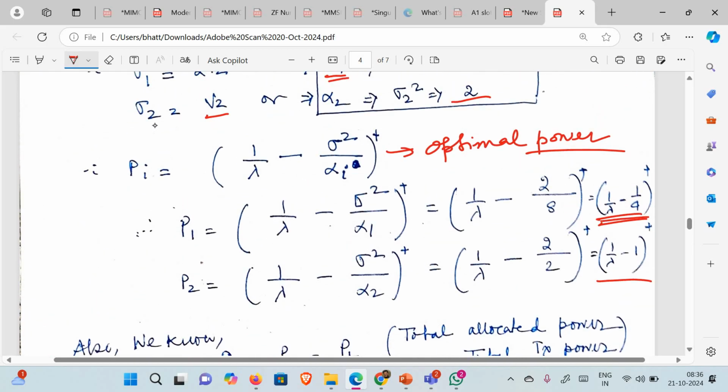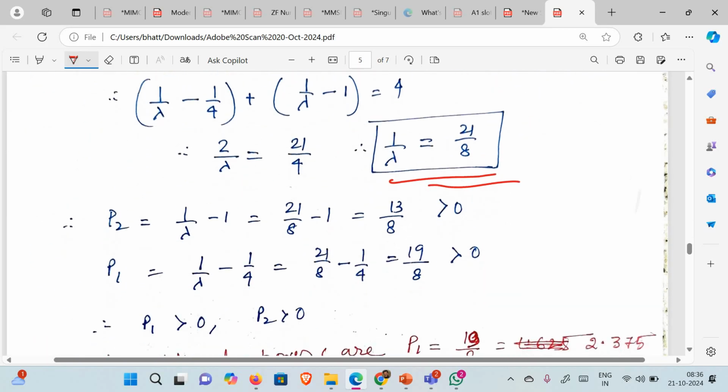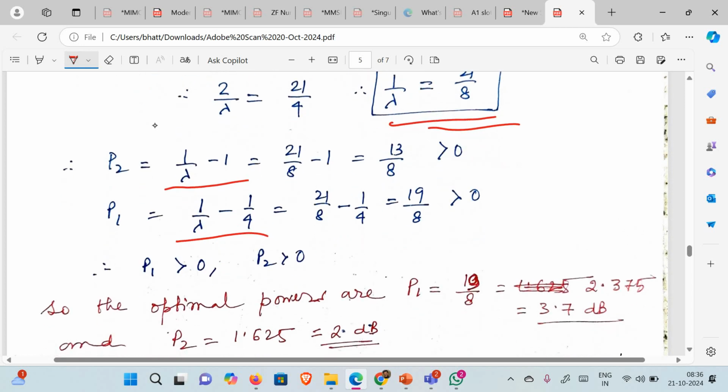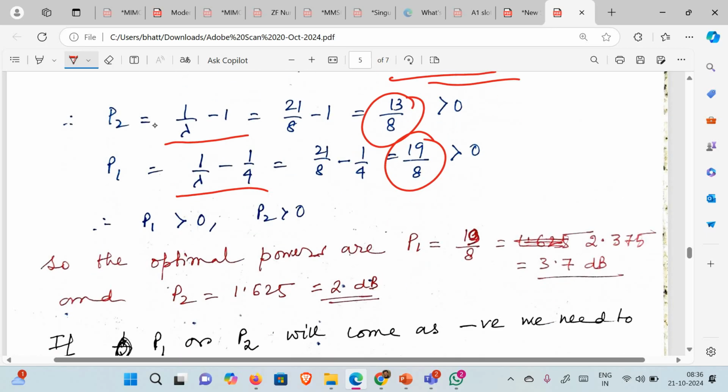because you can see here the generalized equation we already have. 1 by delta minus 1 by 4 and 1 by delta minus 1. So that is substituted over here. You can see 1 and 2. So we get two values of P2 and P1, and we convert that to dB scale. So now you can see the total summation will always be equal to 4 if you consider the linear value. And in terms of the condition that Pi should always be greater than 0, that also is satisfied. P1 is greater than 0, P2 is also greater than 0. So this is the condition.